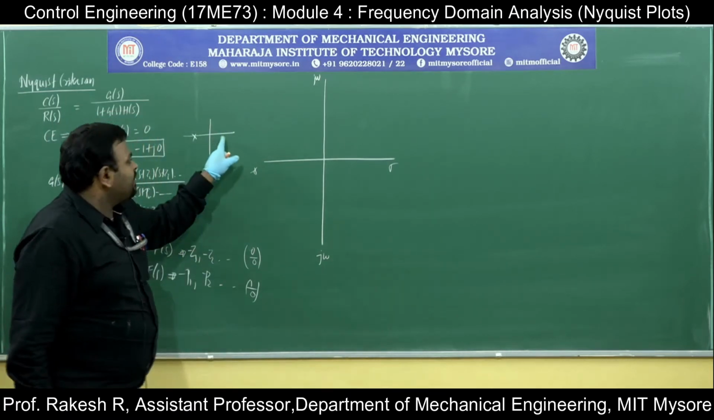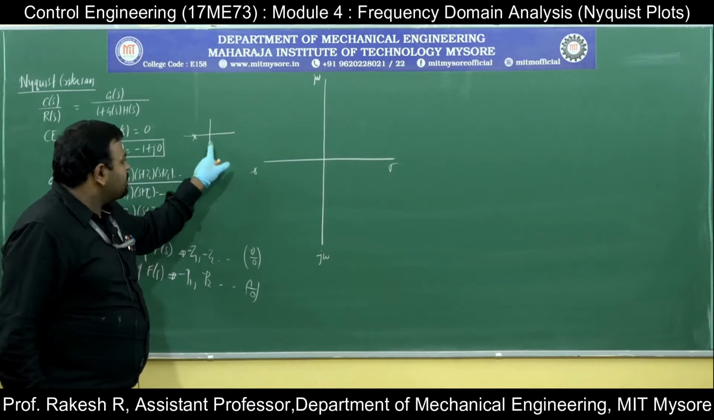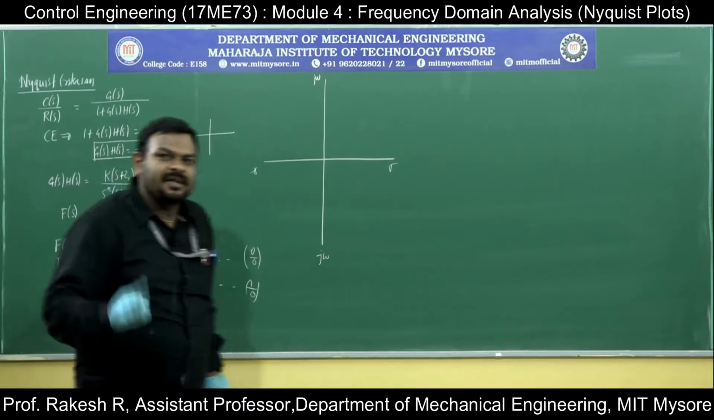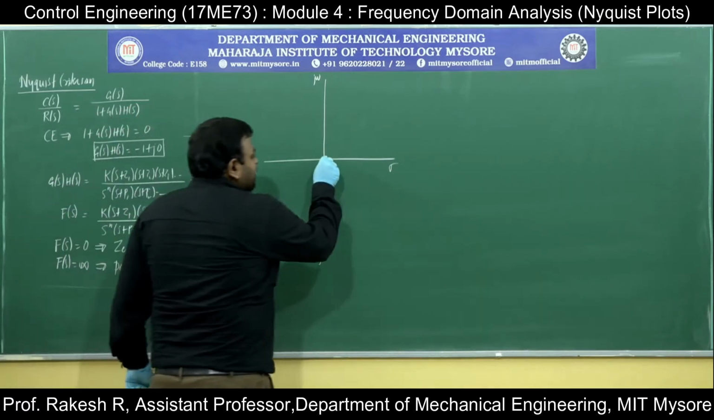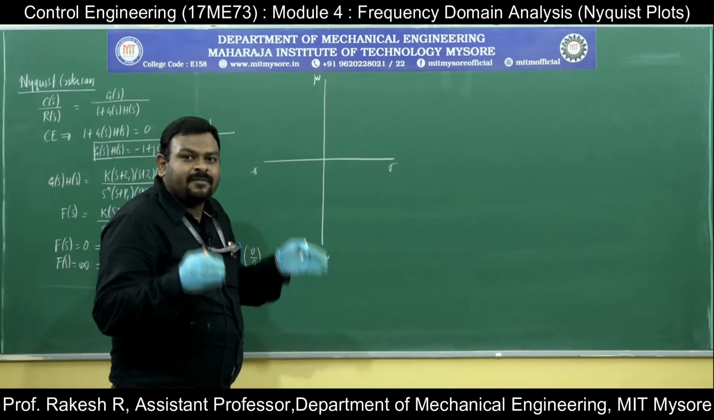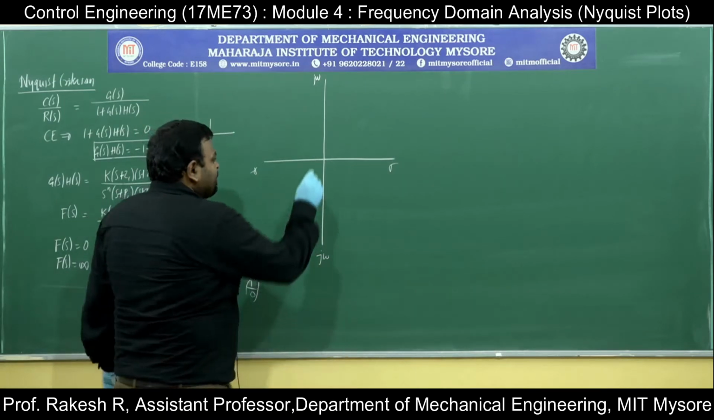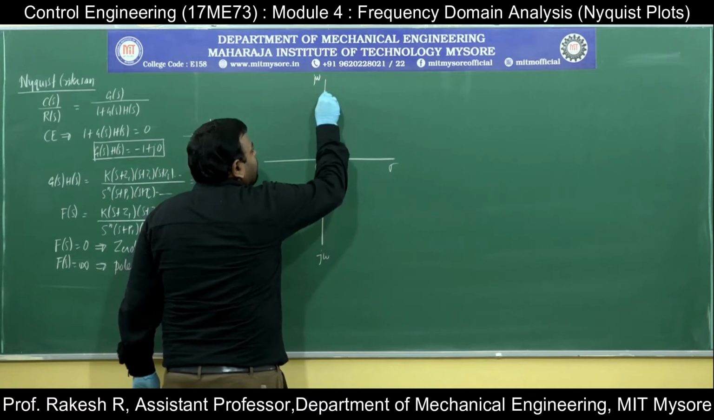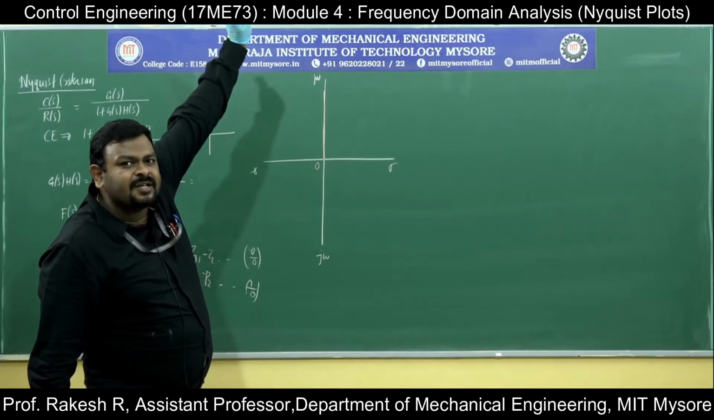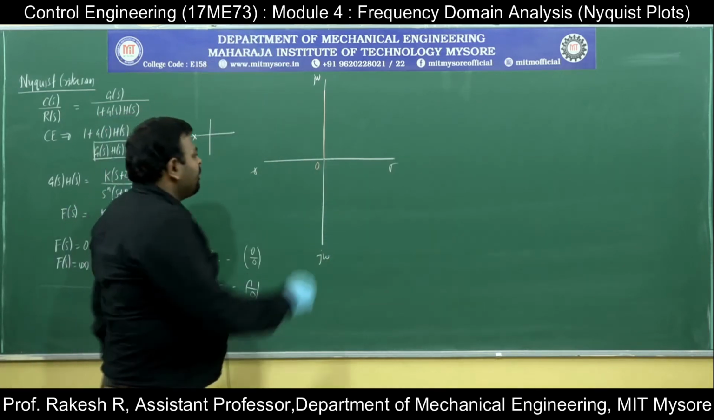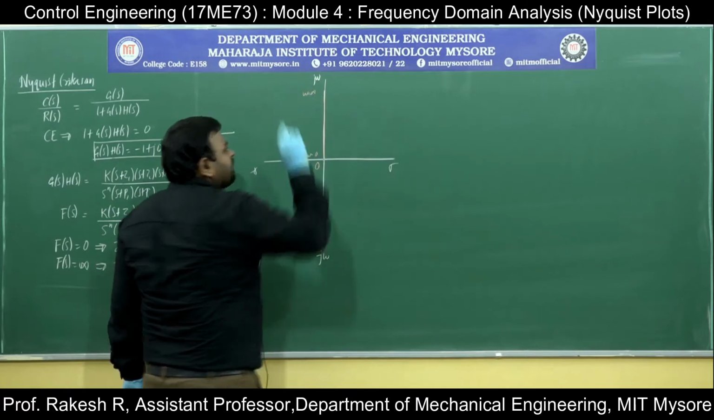Because if there are any poles on the right-hand side, it makes the system unstable. Otherwise, if there are any poles on the imaginary axis, then it also makes the system unstable. That's why the journey started from here. That means wherever the system tends to become unstable, I will catch hold of it. So first my journey starts from 0, and I will go up to infinity. I will search the entire imaginary axis to see whether there are any poles or not. I will go up to infinity. This is omega equal to 0, this is omega equal to infinity.